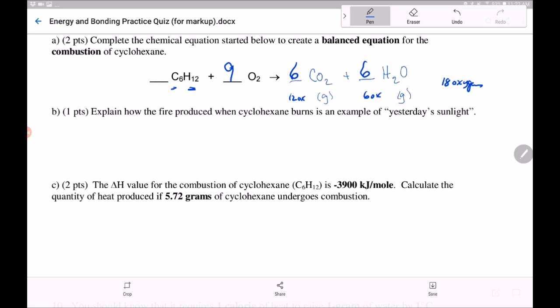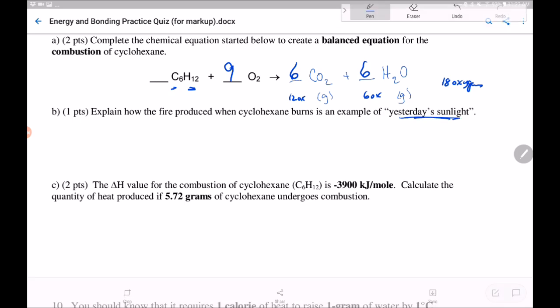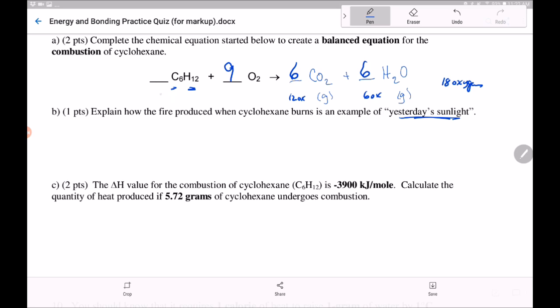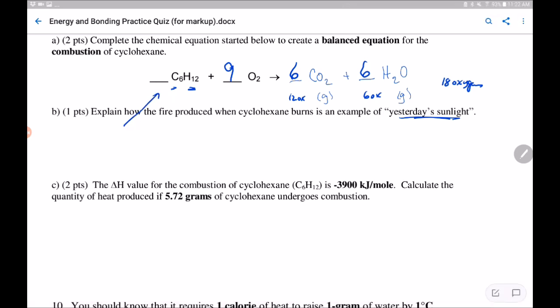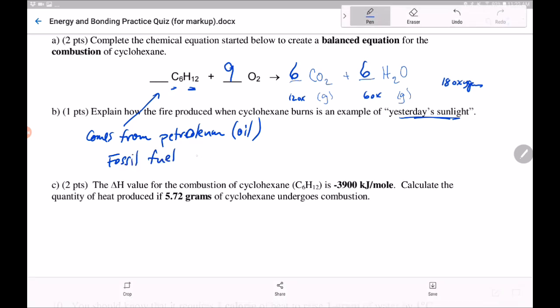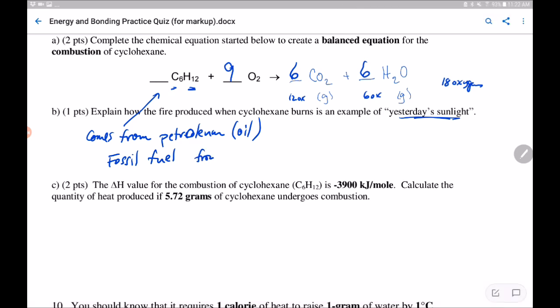Second question, yesterday's sunlight, the concept there is that this molecule comes from petroleum. Petroleum is oil that comes out of the ground. And that's a fossil fuel. And fossil fuels means that this is from old plants.